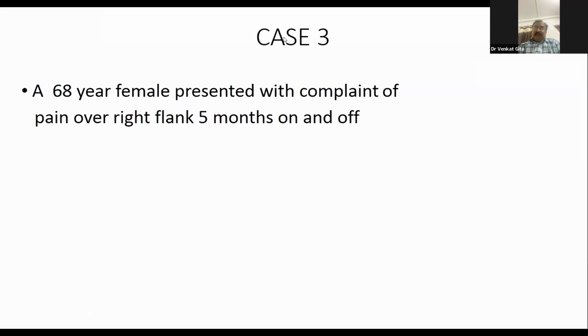Always try to place the stent if you are not doing the Anderson reduction. Then, failed pyeloplasty treatment options: again, redo pyeloplasty, endopyelotomy, and ureterocalicostomy. These are the 3 options.